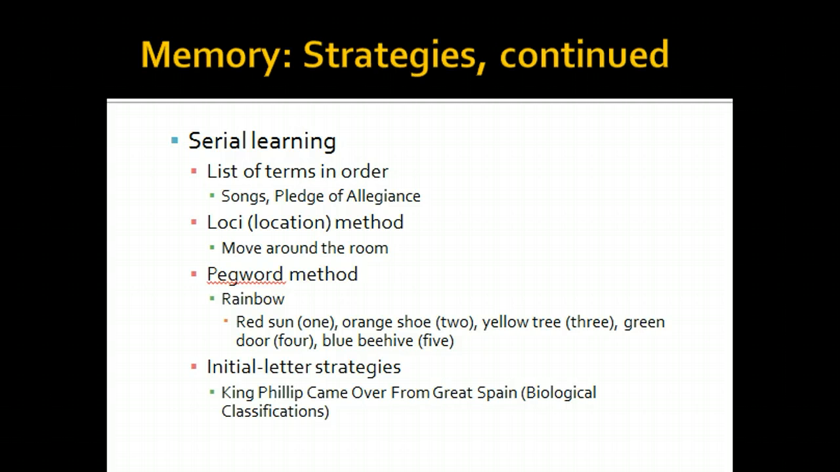You also have something called initial letter strategies, and this is where you take the first letter of each word of the list that you need to memorize, and then you come up with some kind of funny phrase. So, for example, King Philip came over from Great Spain is a nonsense, funny little phrase, but it tells you the biological classifications of kingdom, phylum, class, order, family, genus, species. And so if you use those initial letter strategies, it'll help you recall just by having that funny little phrase. You can go back and recall the order of the words.